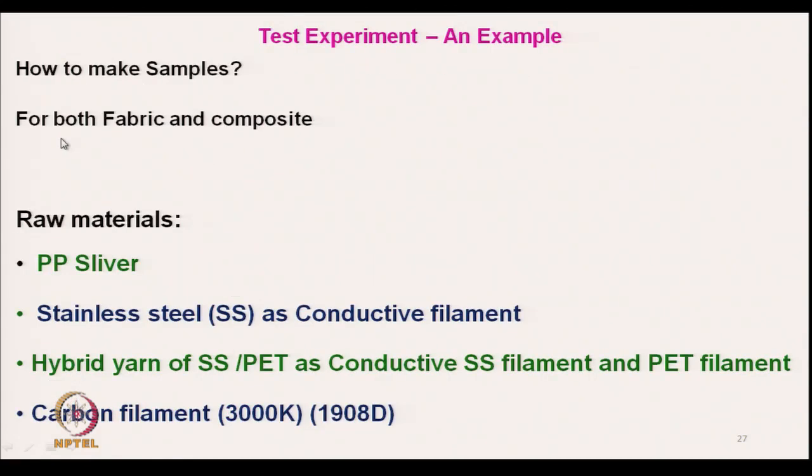So, both textile fabrics and textile reinforced composites can be tested. The raw materials used for the experiment that was conducted were polypropylene sliver, stainless steel filament which is conductive in nature, stainless steel and polyester hybrid yarns, and carbon filament, which is also conductive in nature.